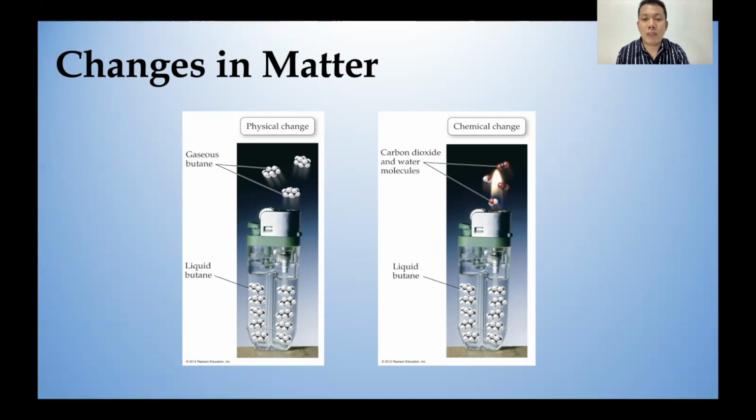On the other hand, the one on the right is a chemical change. Liquid butane, because of the spark in the lighter, created a flame. So the liquid butane is no longer butane, but the products include carbon dioxide and water molecules, and that is considered a chemical change.